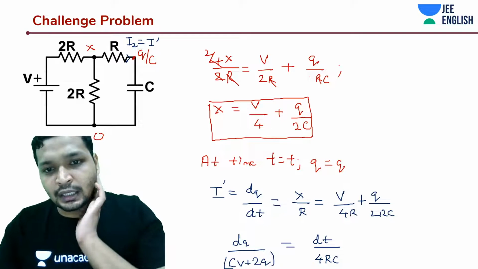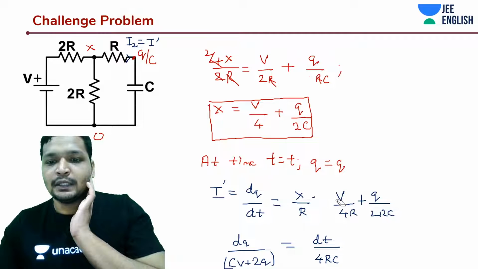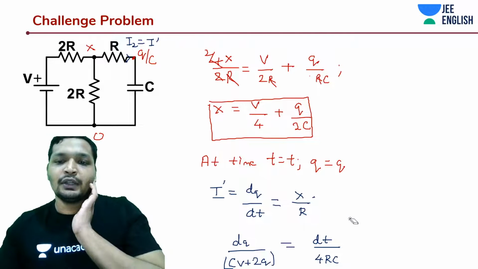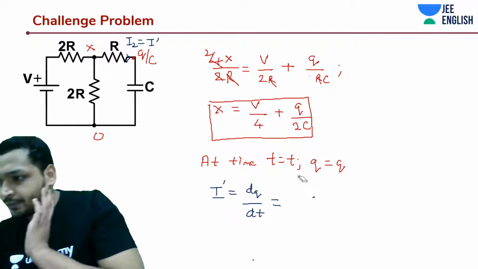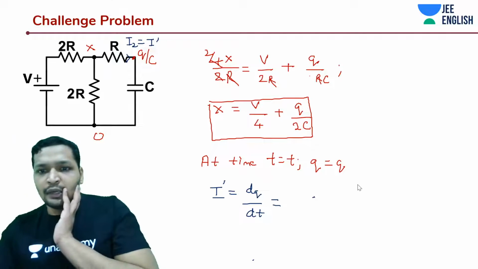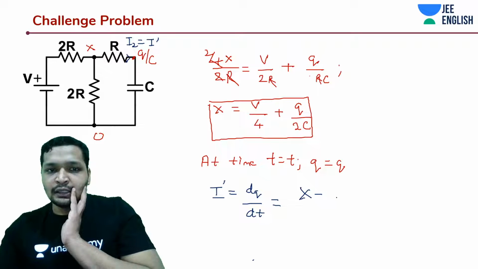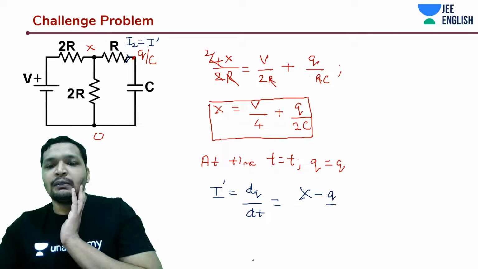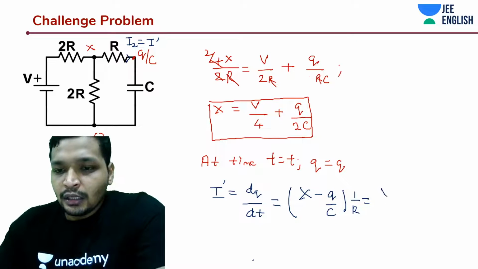Okay, we did a mistake, guys. Let's go through this. Let's take our time. So what is that mistake? The current is not x by r. The current is x minus qc by r. Let's go through this patiently, guys. Okay, 1 by r. Right, else this would mess up.